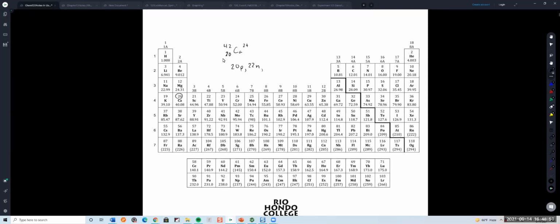No? 18. 18, because it's got a 2 plus charge here. Yep. Okay. So 2 plus means you subtract 2. 18 electrons. The charge is always protons minus electrons. So 20 minus 18 would be positive 2.